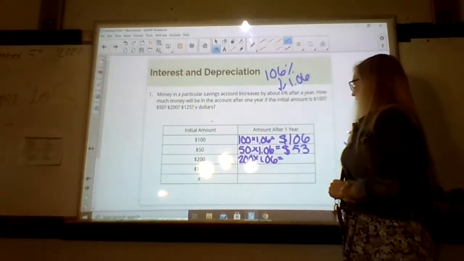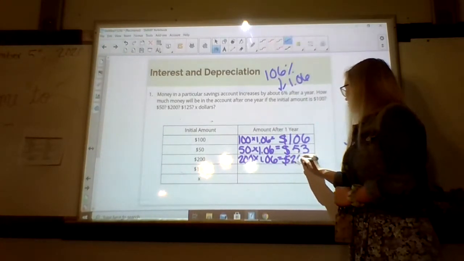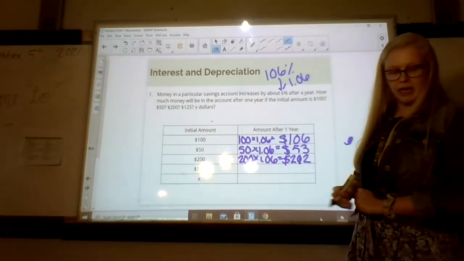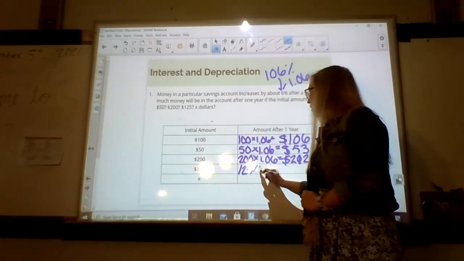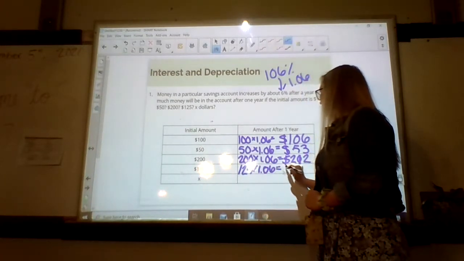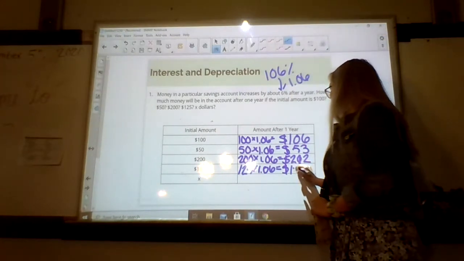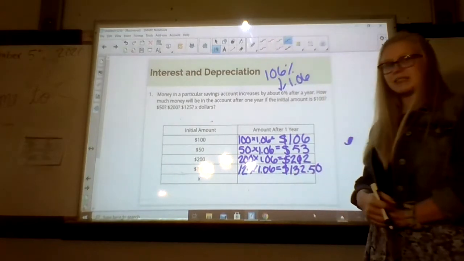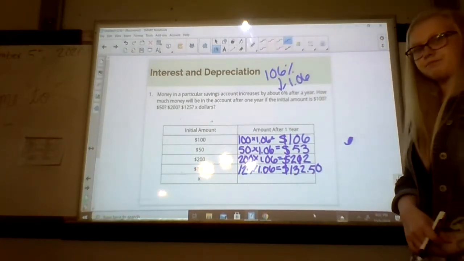If I multiply 200 times 1.06, I'm going to get 212. If I multiply $125 times 1.06, I'm going to get $132.50. Okay, double check my work, please.